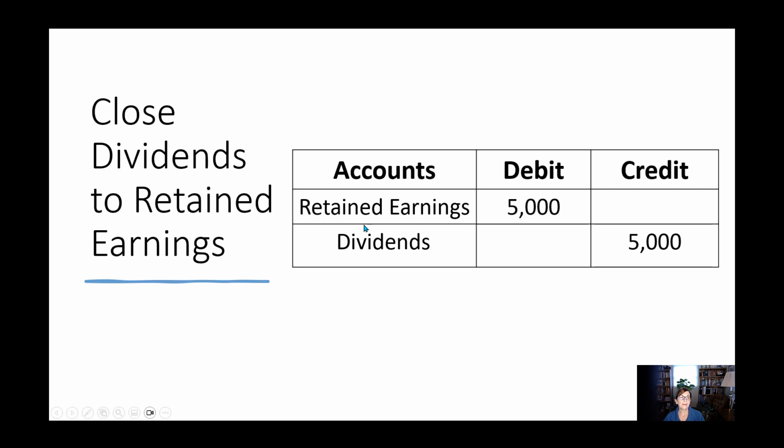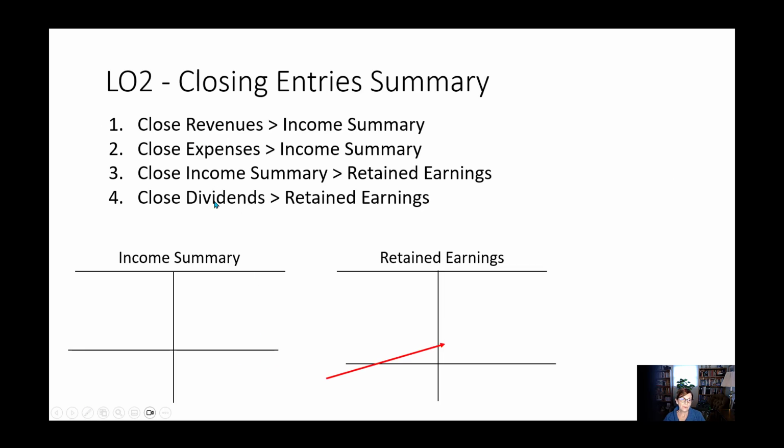Because remember that retained earnings has a credit balance because it's an equity account, right? And we're debiting it to reduce it because we know that dividends reduce our retained earnings. All right, so these are our 4 entries. Let's see what they look like in our T accounts.